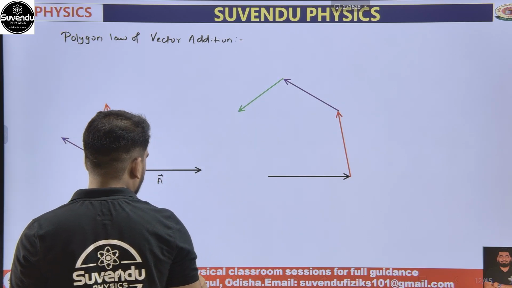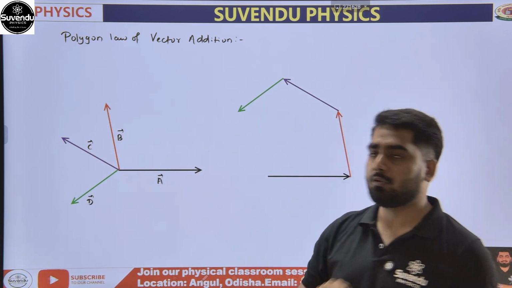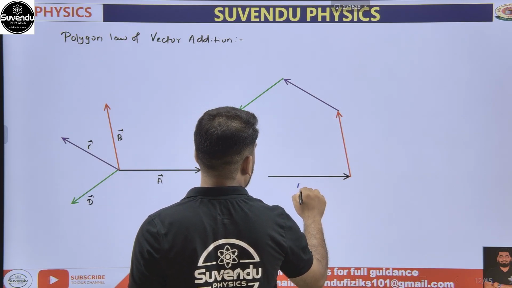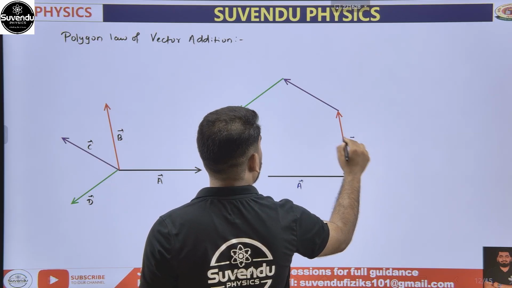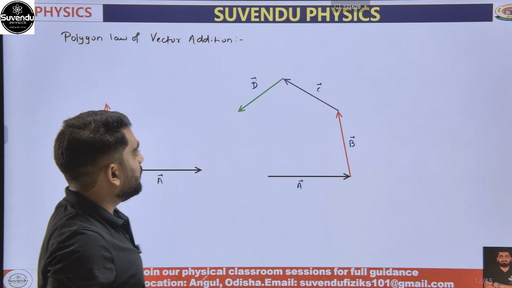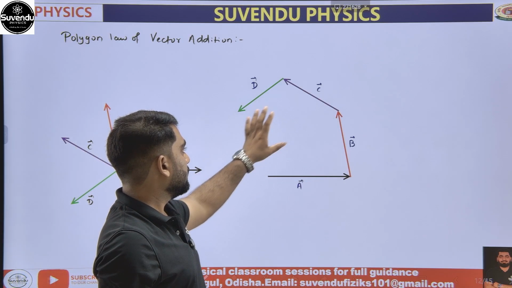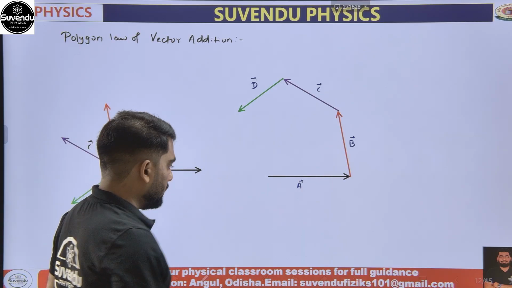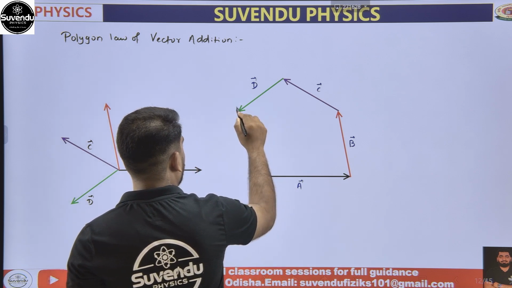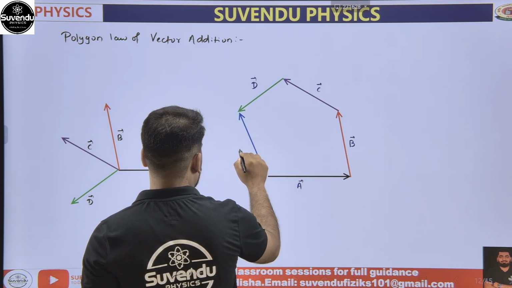Polygon vector addition: we can add more than two vectors simultaneously if they are in the same order. We shifted them parallel and arranged all the vectors in the same order: A vector, B vector, C vector, D vector. All the vectors are representing the sides of an open polygon. Then the closing side of the polygon taken in opposite order gives their resultant vector, R vector.